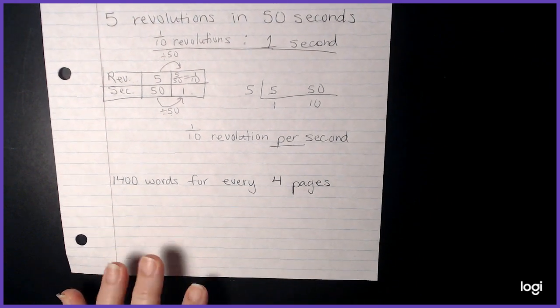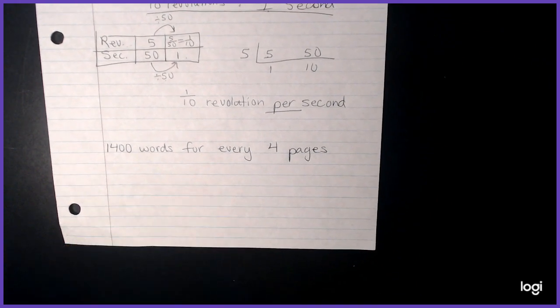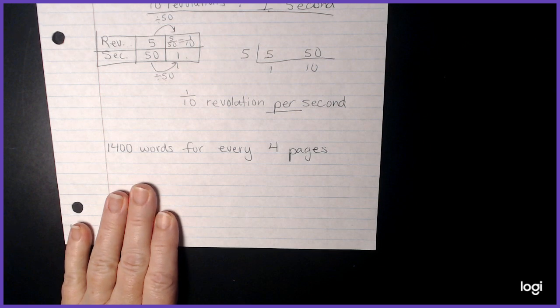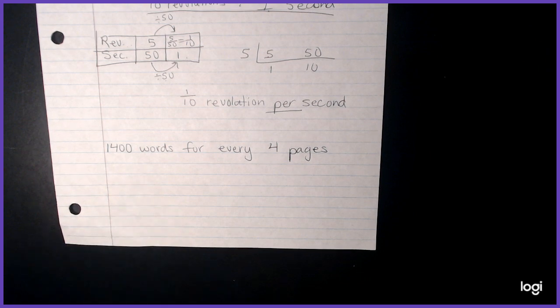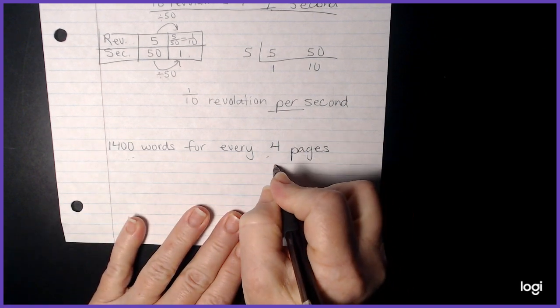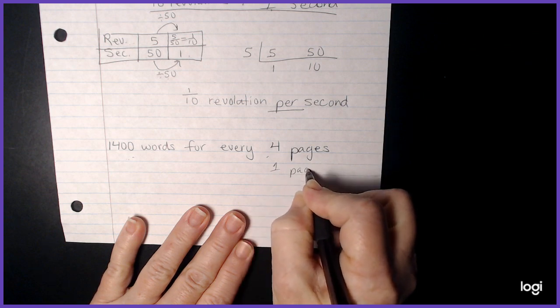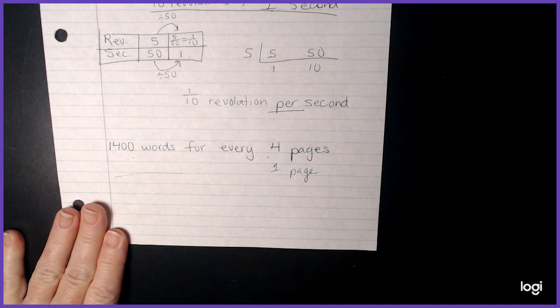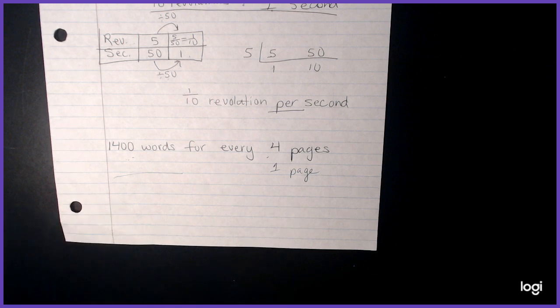All right. On your marker board, would you please solve for me this situation? 1,400 words for every 4 pages. Can you find the unit rate for that? Now, would I say one word for every how many pages? No, we're not going to do this one as our unit rate. We're going to change this here to 1 page. See if you can find out for me how many words you could type on 1 page.